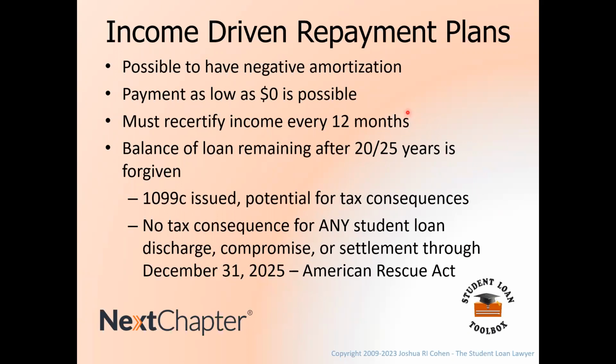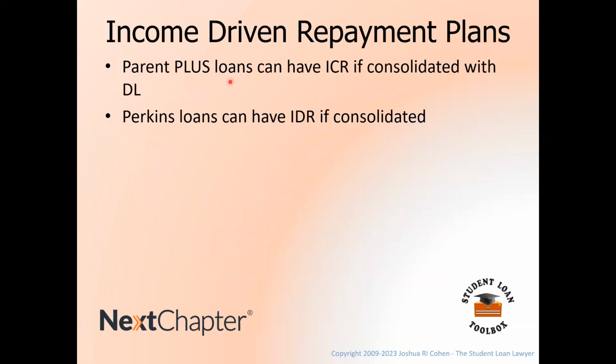And again, you have to recertify the income every 12 months. And again, Jessica, they don't ask for proof of family size, no social security numbers or anything like that. Again, Parent PLUS loans are stuck with income contingent repayment if it's inside a direct consolidation loan. Perkins loans can have any IDR if it's inside a consolidation. Essentially, if the Perkins loan is with the school, they don't have IDR. If you consolidate it, take it away from the school, they can have IDR.